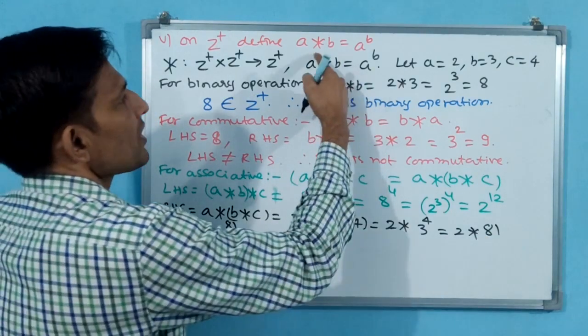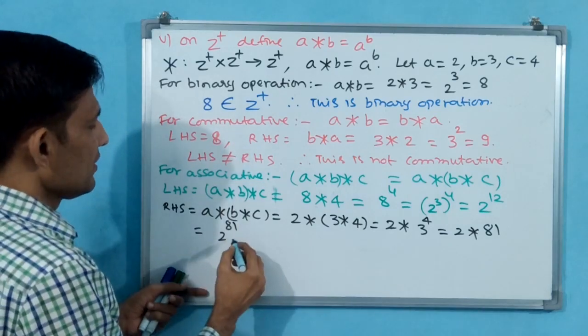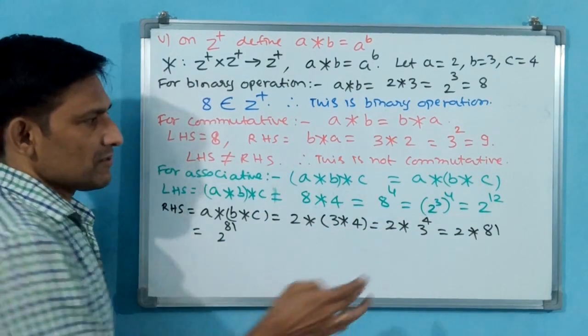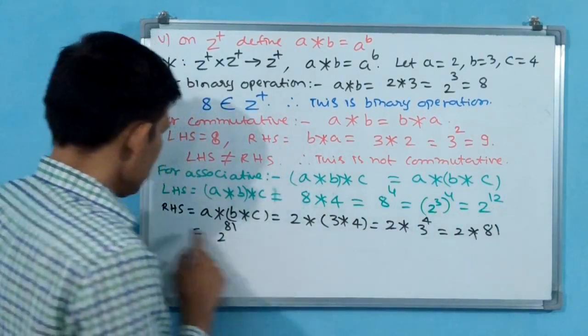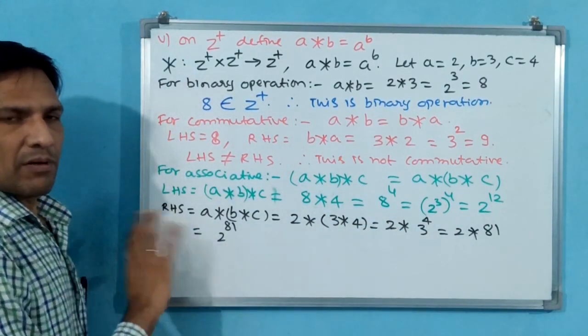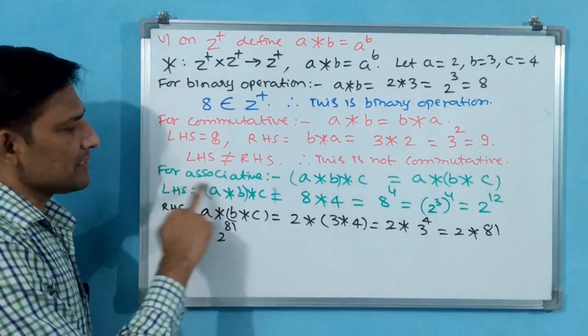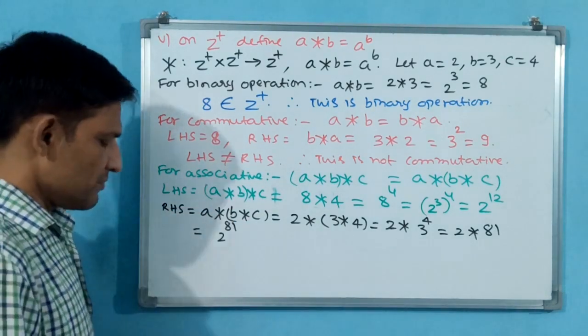Why? Because A star B is equal to A power B. 2 star 81 is 2 power 81. Now if you observe, LHS is 2 power 12, RHS is 2 power 81. Both are different. If both are different, it means LHS is not equal to RHS, that is why this is not associative.